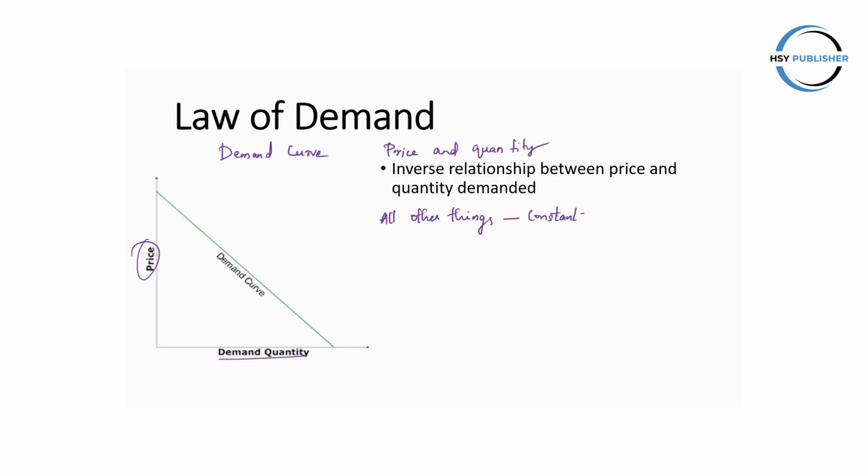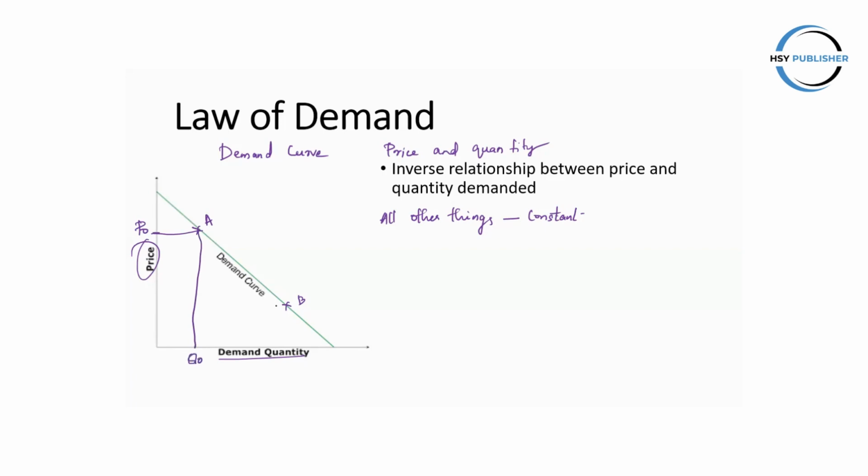To analyze the demand curve in a more detailed manner, let's consider two points along the demand curve. Let it be point A and point B. At point A, you will have a corresponding price, let it be P0, and also a corresponding quantity, that is Q0.